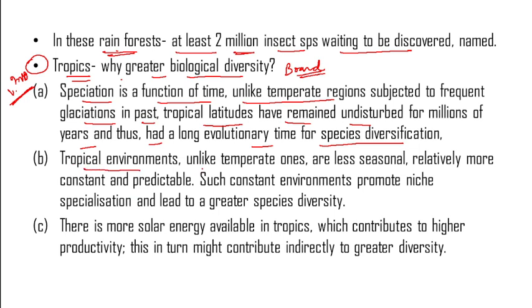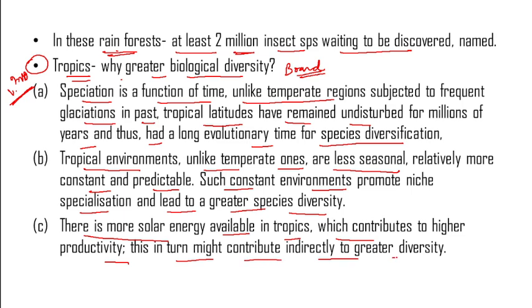Then tropical environments, unlike temperate ones, are less seasonal, relatively more constant and predictable. Such constant environments promote niche specialization and lead to greater species diversity. There is more solar energy available in the tropics, which contributes to higher productivity. This in turn might contribute indirectly to greater diversity. So this question, in case it comes in your exam, would carry at least 3 marks.